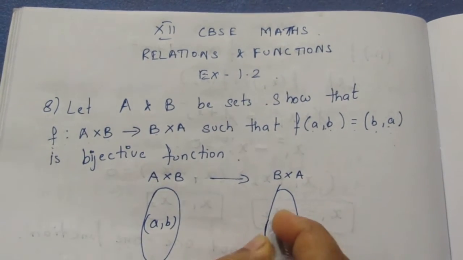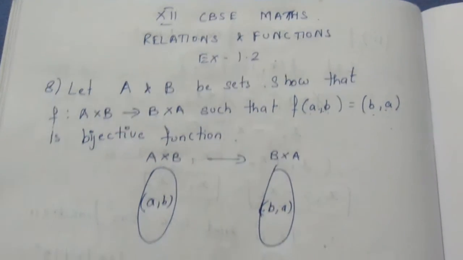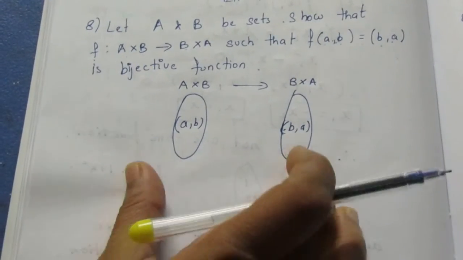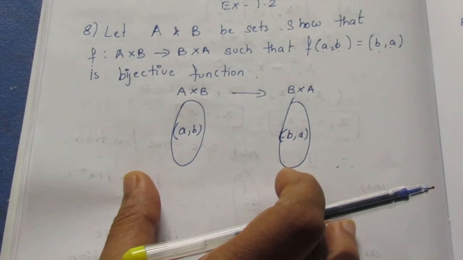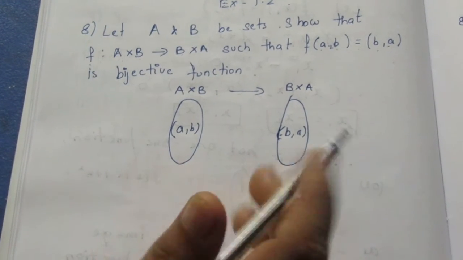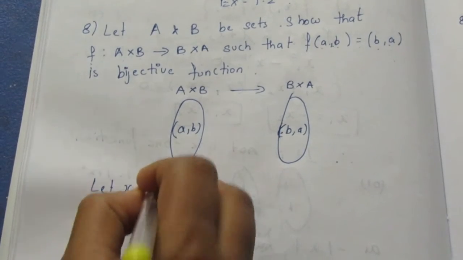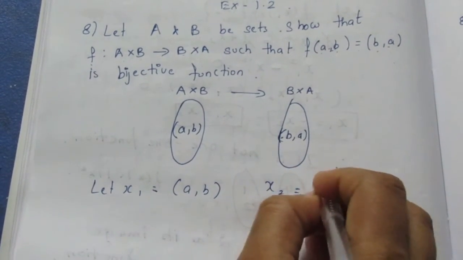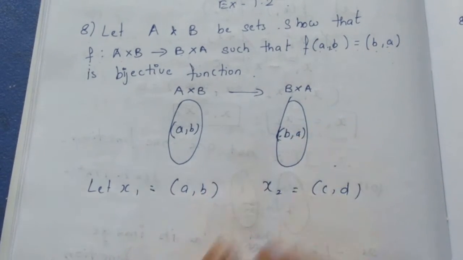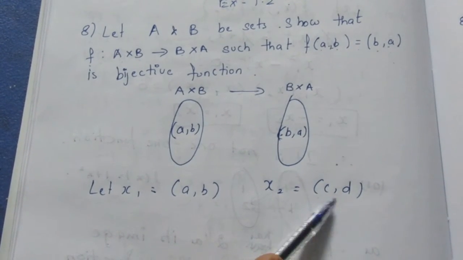Now they have given f of (a, b) is equal to (b, a). We need to show this to be a bijective function. To show bijective, we need to show it to be one-to-one and also an onto function. Now let me take x1 is equal to (a, b). I am going to take x2 to be (c, d). I don't want to take (b, a); instead of that I am taking it to be (c, d).